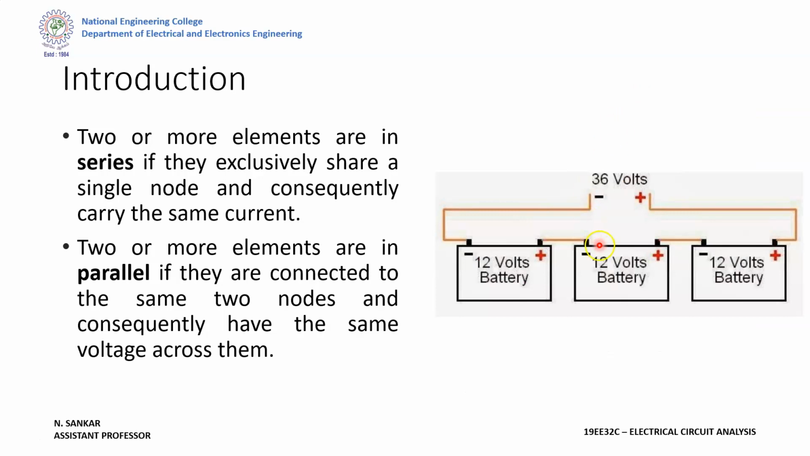Let us say here also, these three batteries are connected in series. The positive terminal is connected to the negative terminal, similarly positive to negative, and again positive to here, which is the main supply voltage. Based on this connection we can say these batteries are connected in series. If there is a current flow, it will flow through the 12 volt battery, again to this 12 volt and again to that battery, and goes here. So the same current flows from this terminal to this terminal. This is called a series connection.